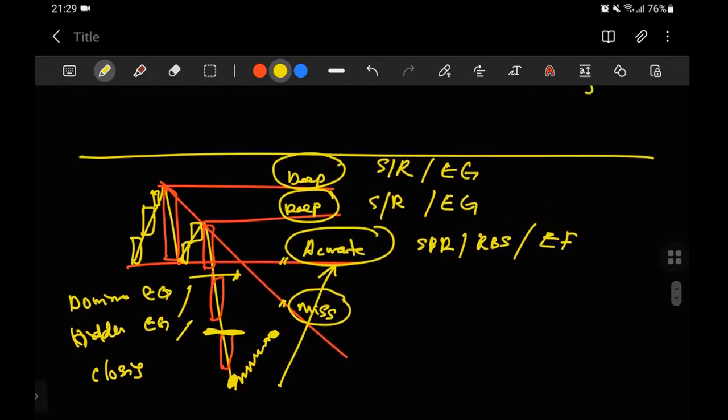Okay, so untuk view OHLC, benda yang sama, MDA, kita akan tambah satu lagi dia punya ni, iaitu dominant engulf ataupun hidden engulf ataupun closing. Benda yang sama je. So di dalam market, market akan bergerak, dia akan lalu area yang terdekat dulu. Okay, so ini pun adalah miss, ini pun adalah miss.